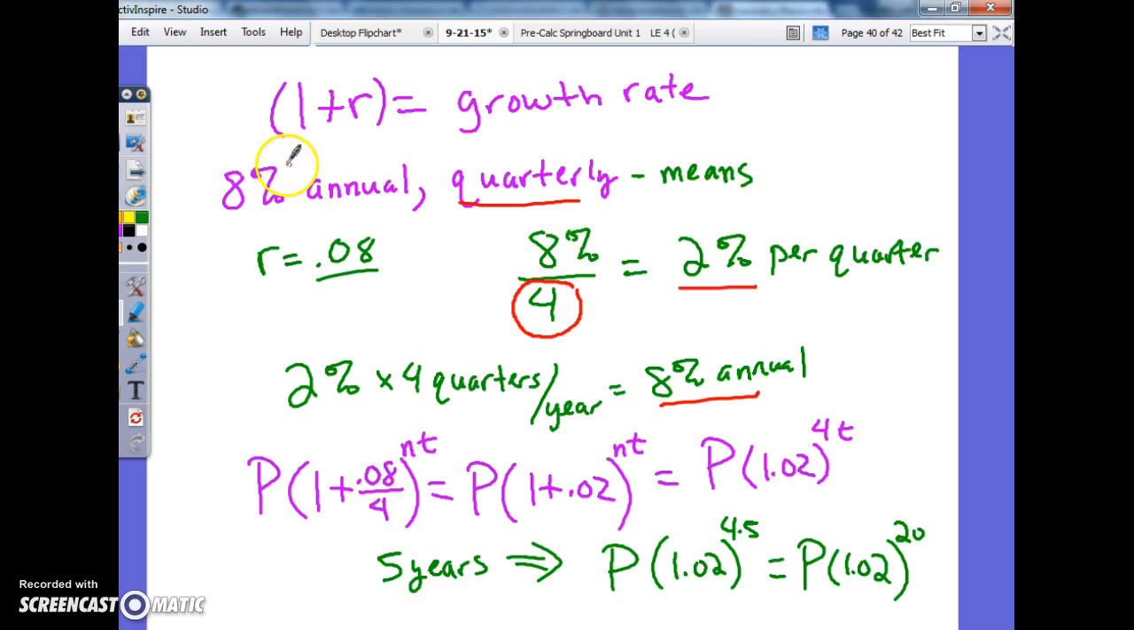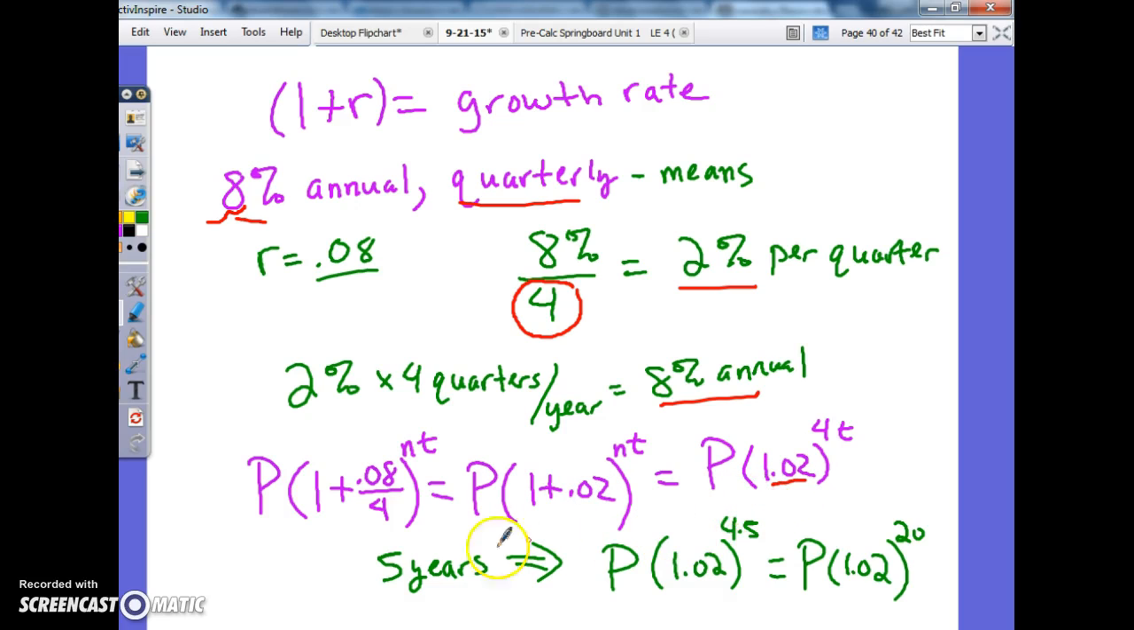So if this is 8% for the year, and we're going to figure out interest quarterly, we've got to break up that interest into even quarters. 8% divided by 4 is 2%, or in this case, 0.02. So here's my principal, and it's going to grow at 8% annually, but compounded quarterly. So I convert this to decimal. I plug in 0.08 here over 4. 0.08 over 4 is 0.02. So 1 plus 0.02 basically is 1.02.